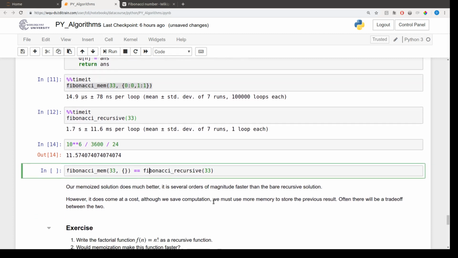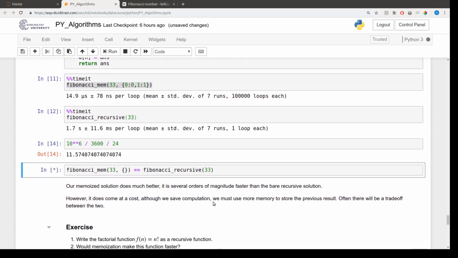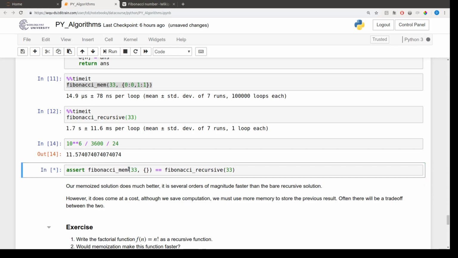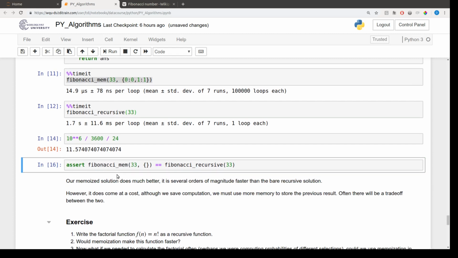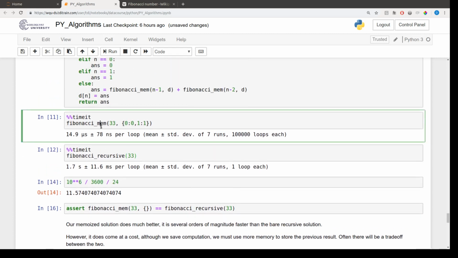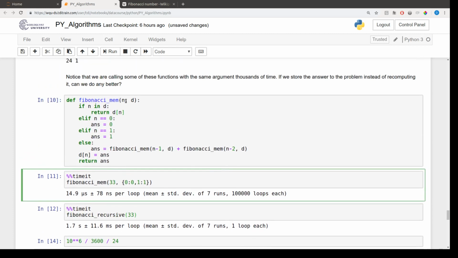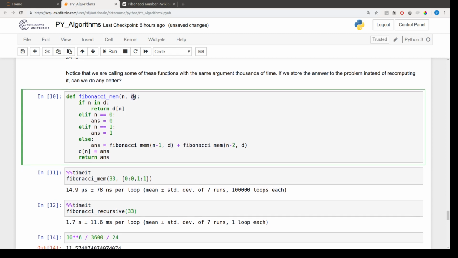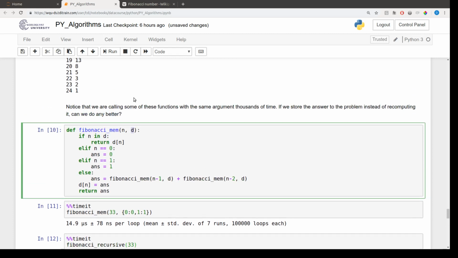And just to prove it, the two functions give the same result as well. And we could put an assert here to assert that this is true. And nothing happens, so we know that this is true. Now, we didn't get this speed up for free. We paid a price. And that price was this dictionary that we have to carry around. We're now using a data structure, and therefore we spent some amount of memory storing these results.